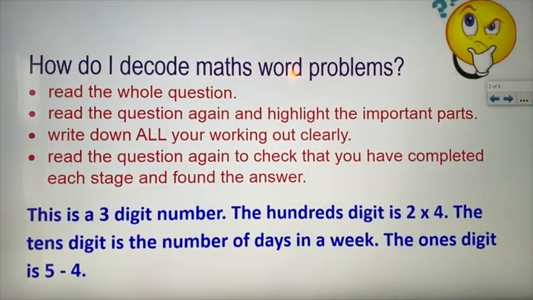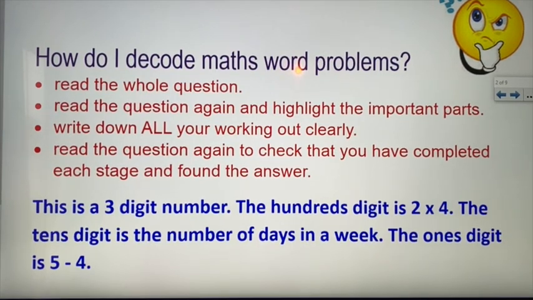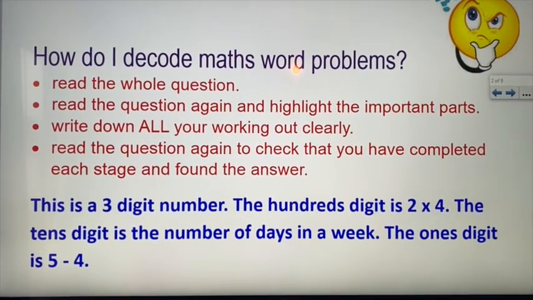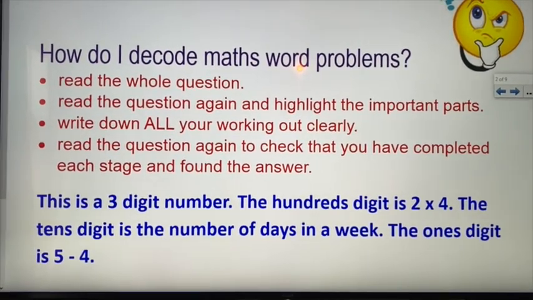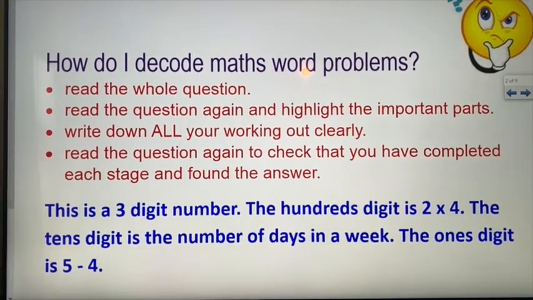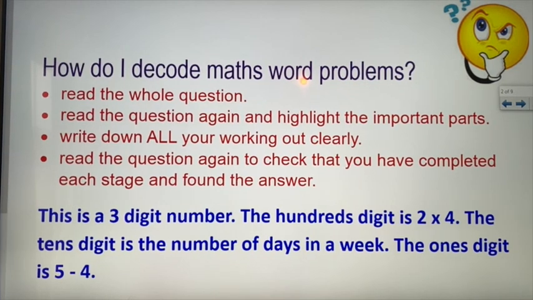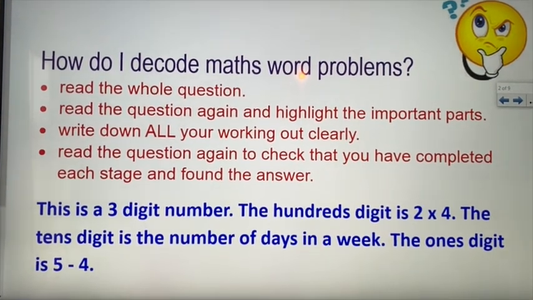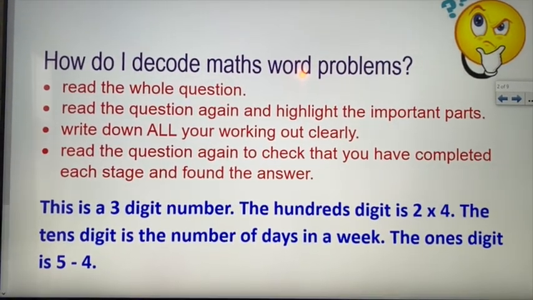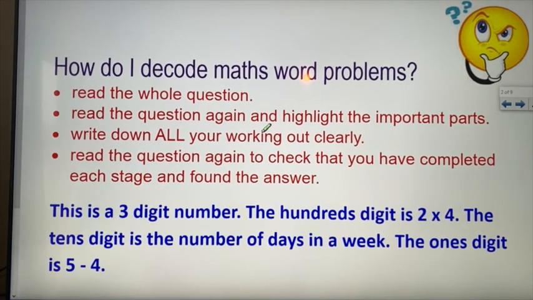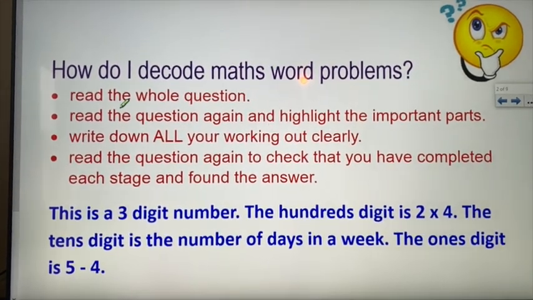Good. Right, now we have recapped what place value means. I'm going to show you how to decode word problems. It's very important that you remember this and that you have a strategy and you always follow that strategy. How do I decode maths word problems?